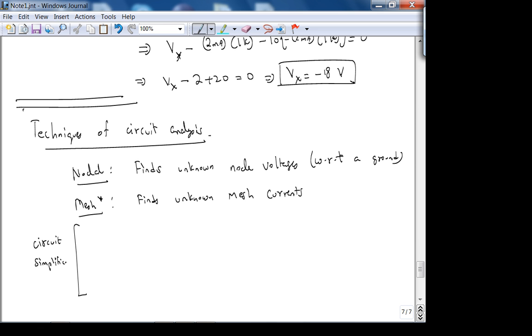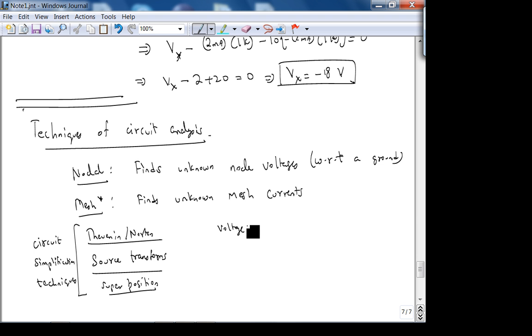Okay? It's mesh. So the other three you learned are actually circuit simplification techniques. Circuit simplification techniques are what? Thevenin, Norton, source transforms, superposition. And I'll put in a couple of things I didn't cover: voltage divider and current divider. These are also circuit simplification techniques.